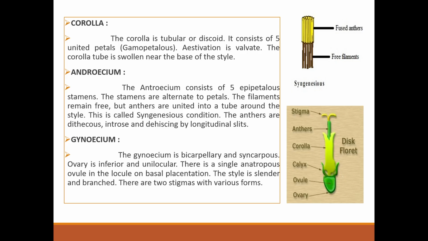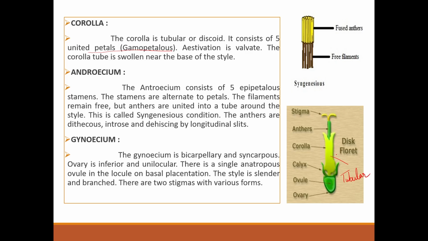Then the corolla in this case is tubular. You can see here this is the disc flower, where the corolla becomes tubular. That's why these flowers are also called tubular flowers, and the corolla consists of 5 united petals. That's why this family is placed in Gamopetalae, because all the petals are united, and the aestivation of this corolla is valvate.